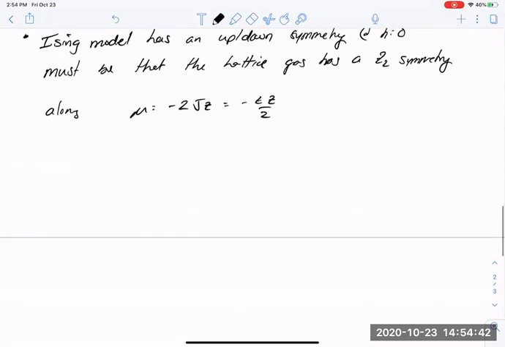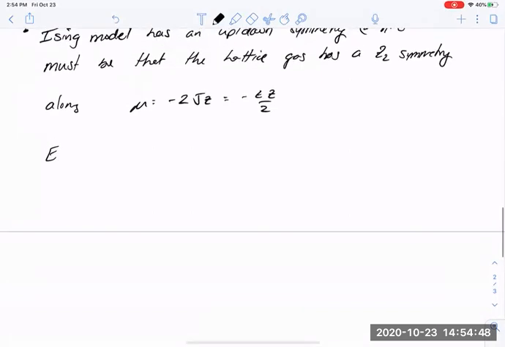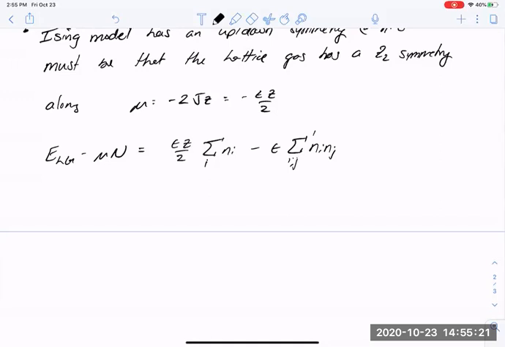And we can demonstrate that in a couple lines. So if we take the argument of the exponential in the partition function, which is the energy less mu times n. Along this line, that is epsilon z by 2 times the number of particles in the system. That's the mu n term, minus the energetic term, which is minus epsilon n_i n_j restricted to nearest neighbors.